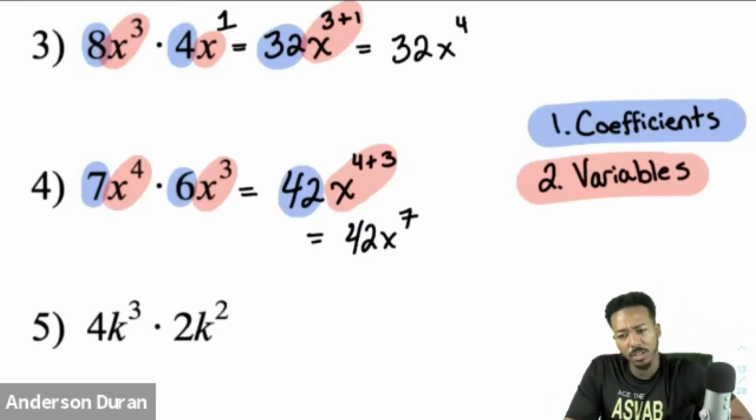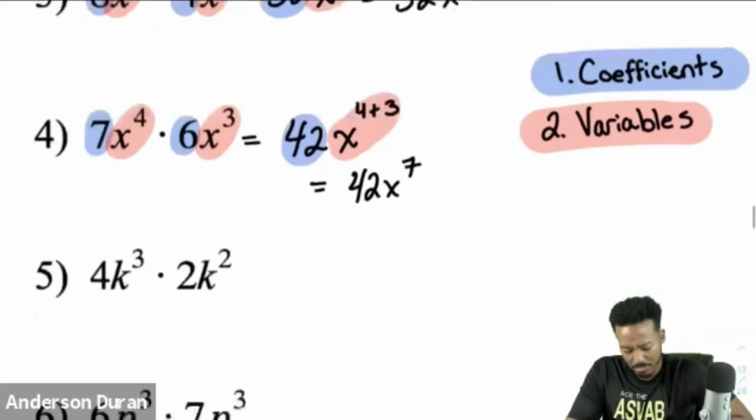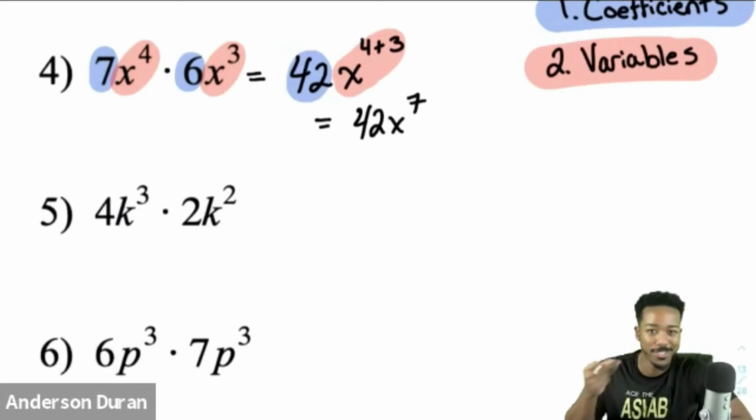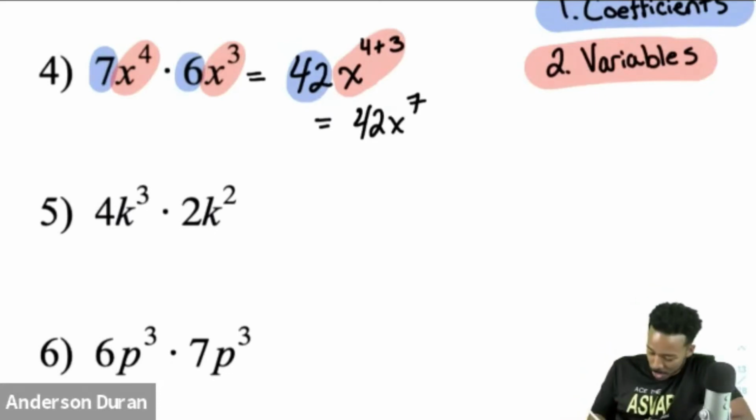So it looks like we're getting the hang of this, right? Let's go ahead and go to number 5 and number 6. Then we're going to go into dividing variables, and then I'm going to give you time to practice on your own. Let's go.